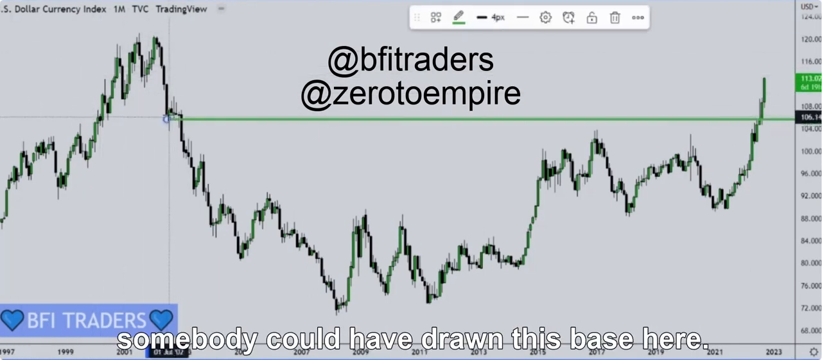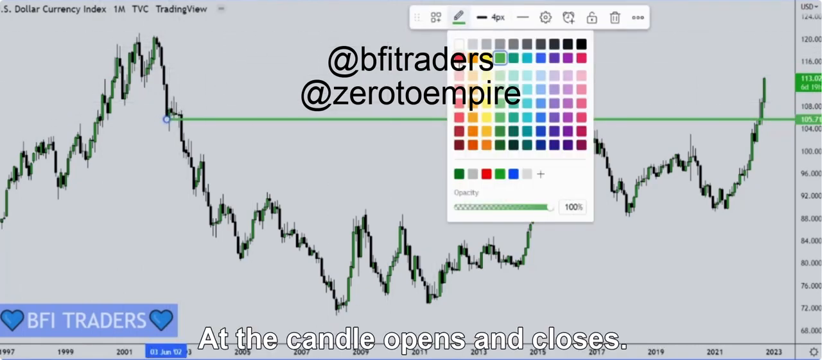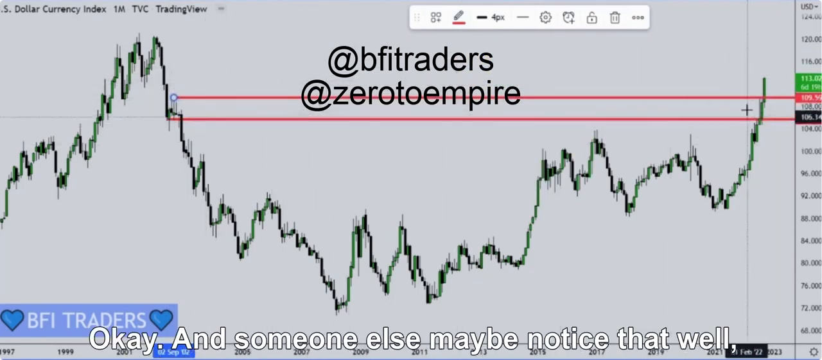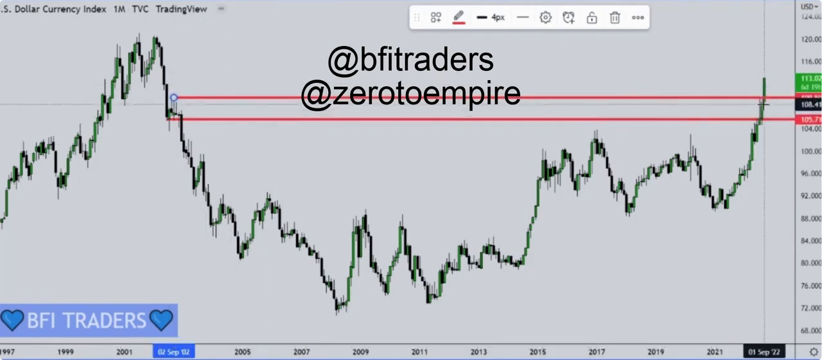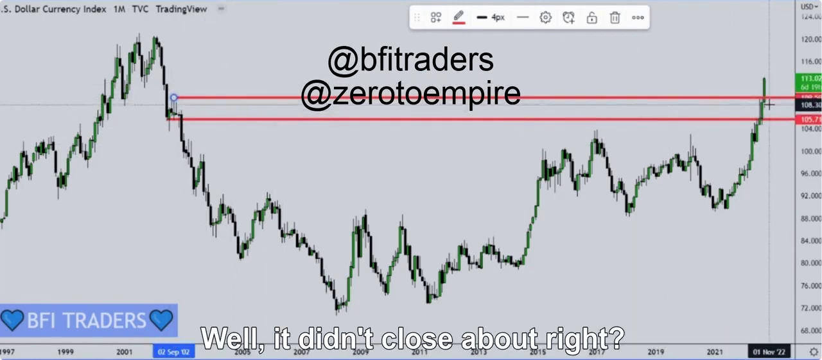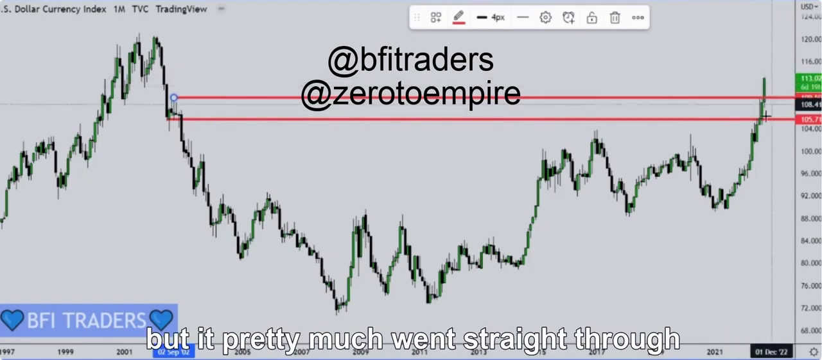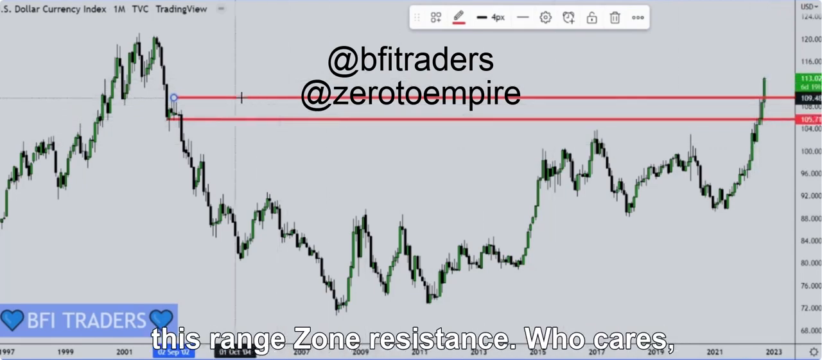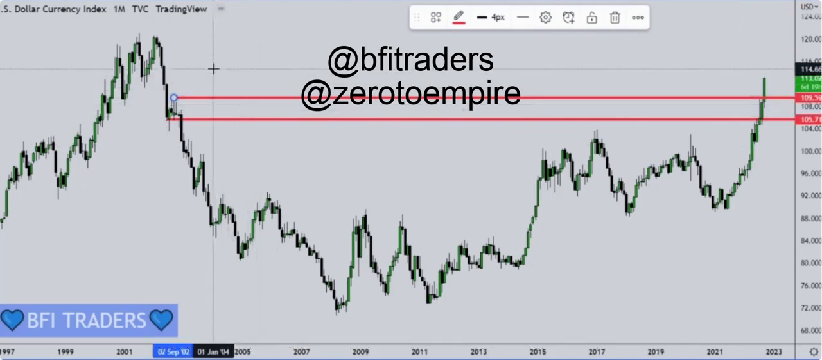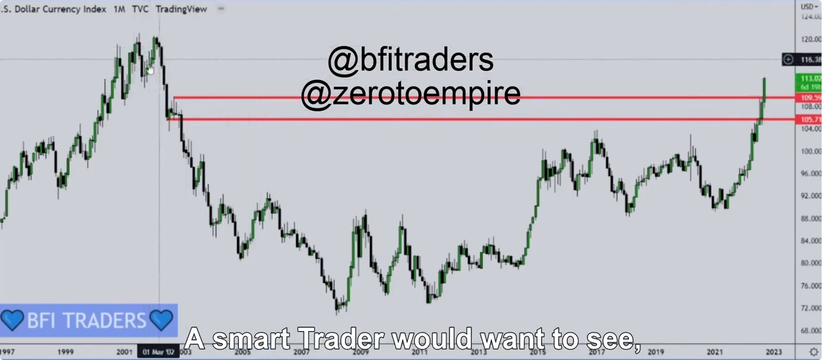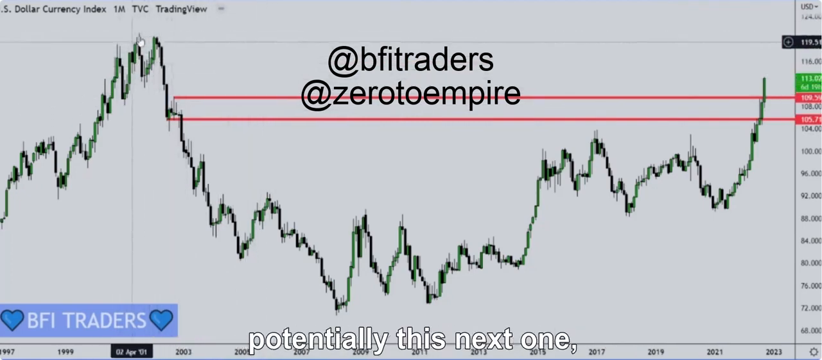somebody could have drawn this base here, at that candle's open and close, to the high over here. And someone else maybe noticed that, well, it didn't close above, right? If you want to get technical here, it didn't close above, but it pretty much went straight through this range, zone, resistance. Who cares what they call it these days? Now, since that's the case, a smart trader would want to see potentially this next one.